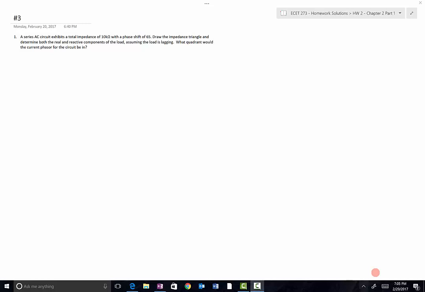Homework Solution 2.3. A series AC circuit exhibits a total impedance of 10 kiloohms with a phase shift of 65 degrees. Draw the impedance triangle and determine both the real and reactive components of the load, assuming that the load is lagging. What quadrant would the current phasor for the circuit be in?